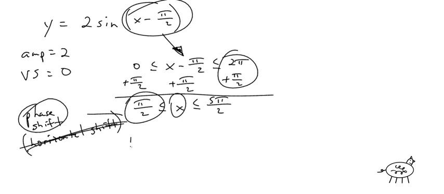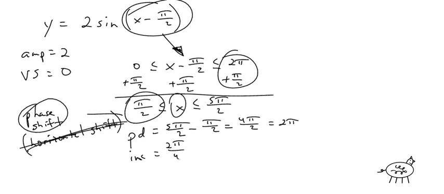Okay, now this is the deal: the period. Remember, I told you before all you had to do is look at that right number. Well, now you truly have to do 5 pi over 2 minus pi over 2. So it's 4 pi over 2, which is 2 pi. So the period is 2 pi. The increment is 2 pi over 4, which is pi over 2. And that's it. Okay, so, phase shift then, well, you said it was pi over 2.